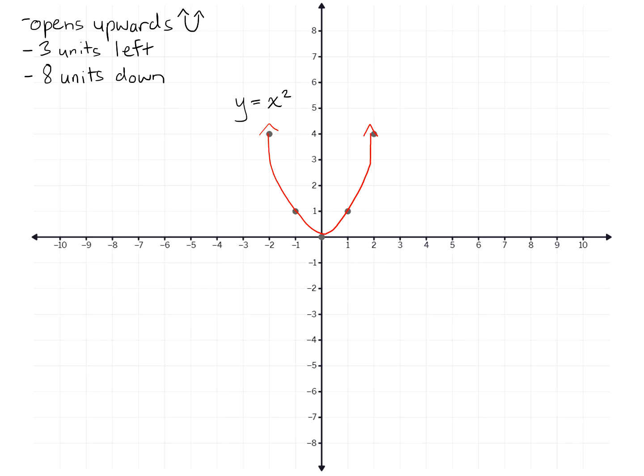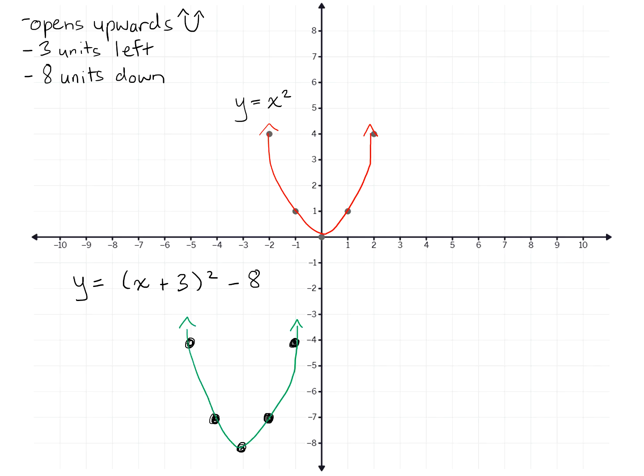According to our instructions, our newly transformed parabola needs to be opening upwards. In other words, it has to be smiling. It should be 3 units to the left and 8 units down. I'm going to begin by moving my vertex 3 units to the left and 8 units down. Next, I'm going to move a second point 3 units to the left and 8 units down. And yet again, I'll be moving a third point 3 units to the left and 8 units down. I'm going to be doing the exact same thing to the remaining 2 points.